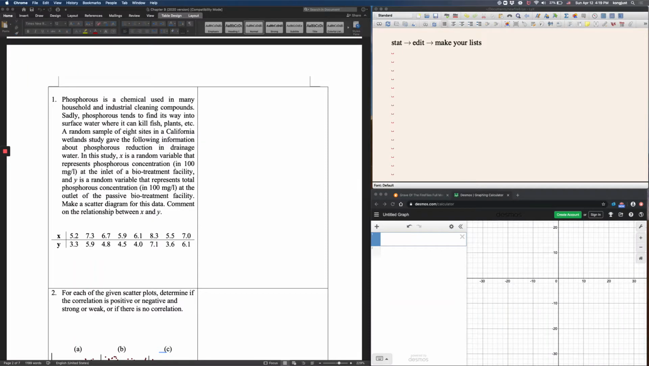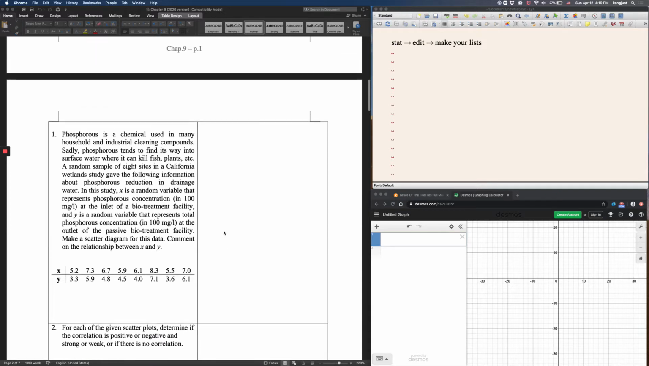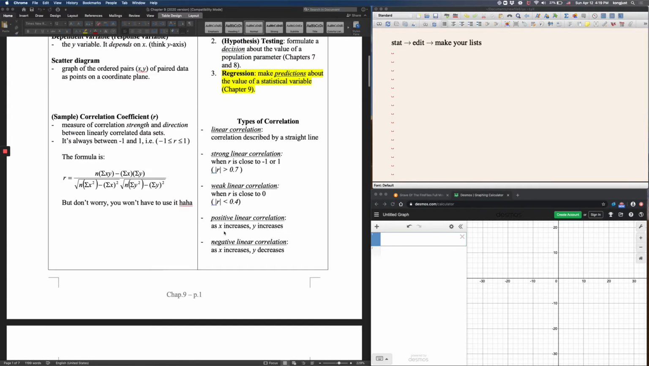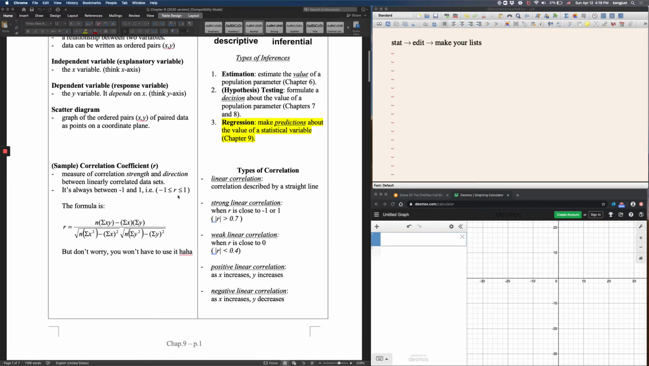We're doing 9.1, the questions. But before we get started, I do want to make one quick clarification. So I'm going to go back to the first page. In my last video, I was talking about R, and I also mentioned slope. These things are related, but R is not the same thing as the slope. I do want to make sure you understand that.